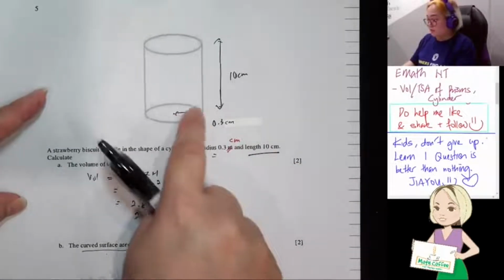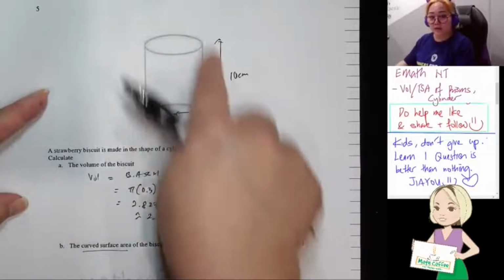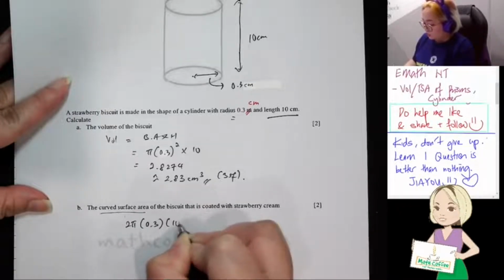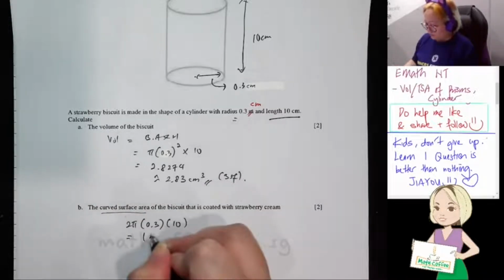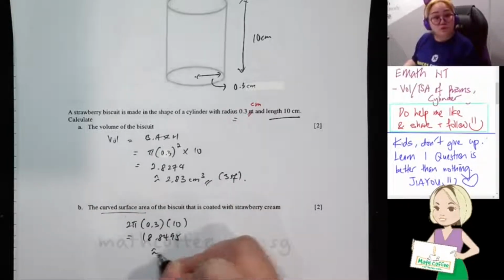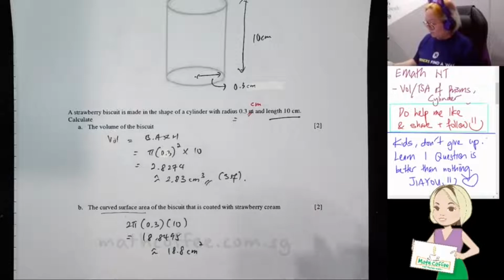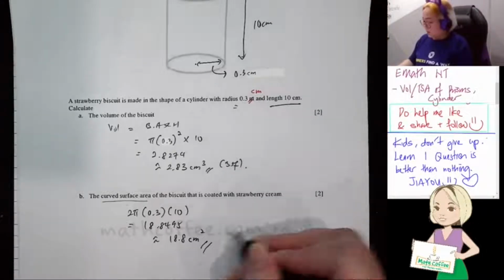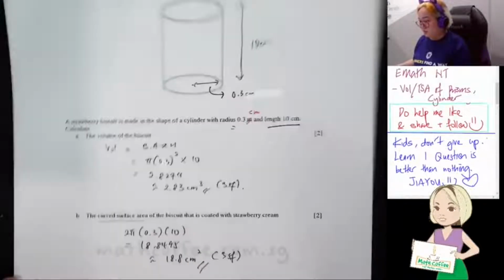And the curved surface area is the perimeter of base multiplied by the height. So it is actually just pi dh or 2 pi rh. So in this case, it will just be 2 pi r and h. Okay, so 2 times pi multiplied by 0.3 times 10, that will give us 18.8495. So round it off to 3SF, we will have 18.8 cm squared. And of course, to state that we round off to 3SF. Okay? And we are done.